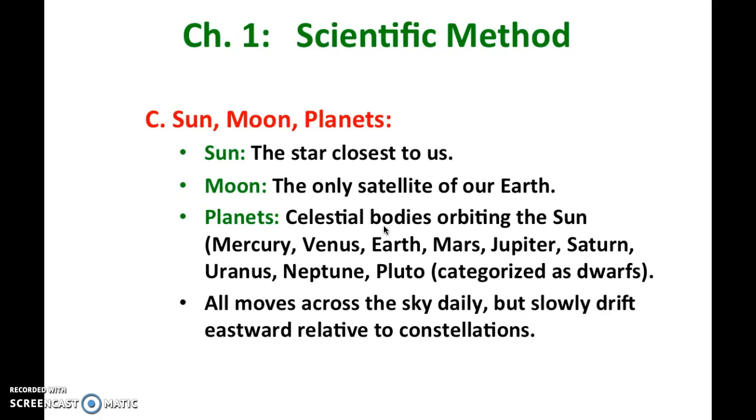The most significant celestial bodies in the solar system to us are the Sun, the Moon, and the planets. The Sun is the star closest to us, called our star. The Moon is the only satellite of our Earth. That's the natural satellite. Planets are big celestial bodies orbiting around the Sun. There are 8 planets. From the inner orbit to the outer orbit, we have Mercury, Venus, Earth, Mars, Jupiter, Saturn, Uranus, and Neptune.